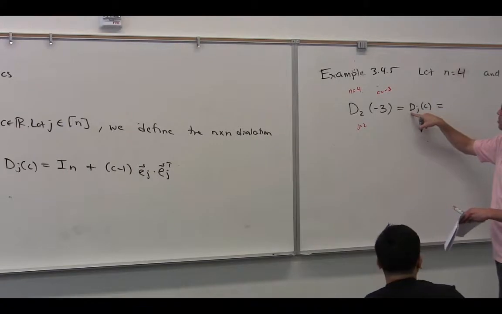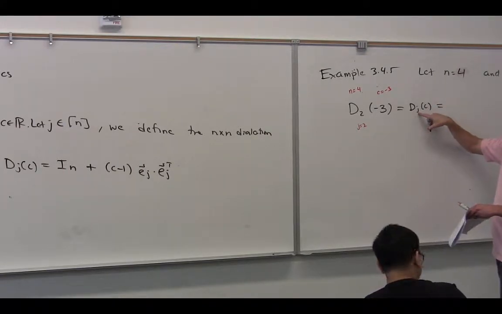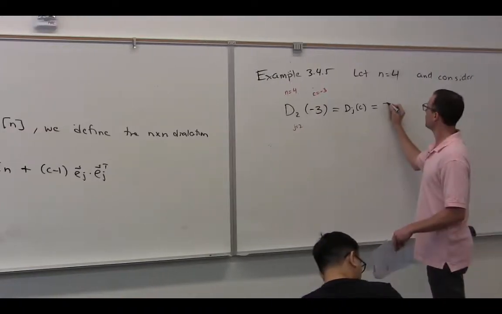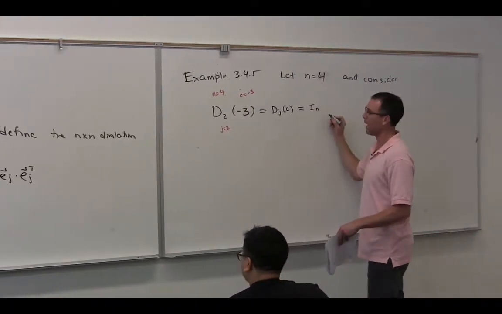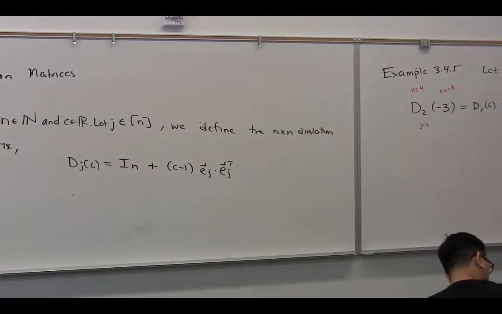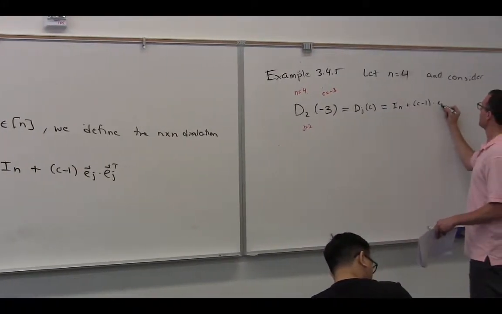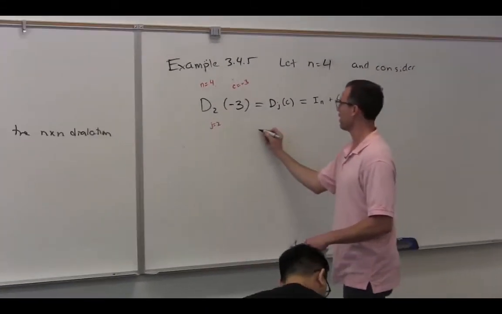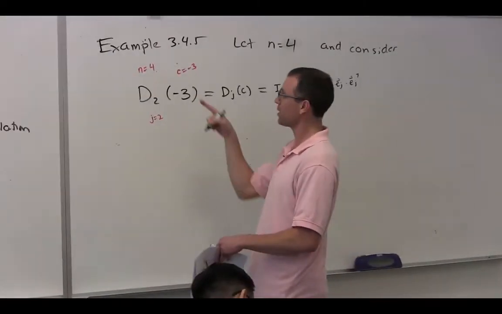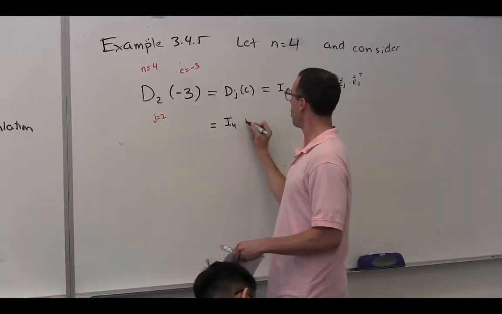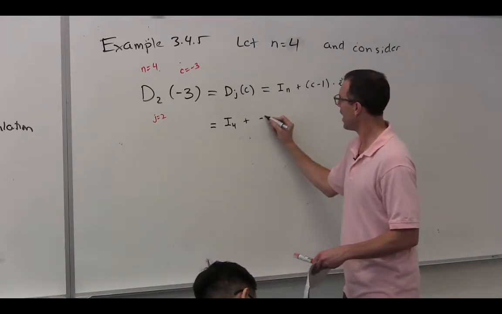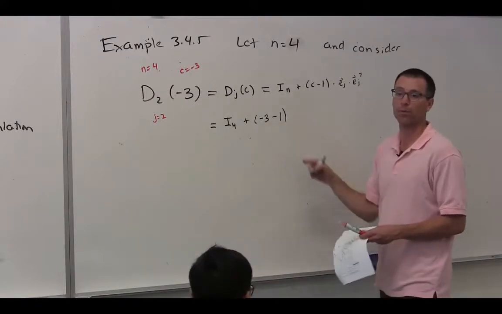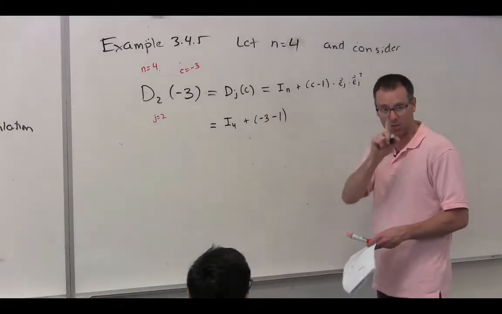Okay, let's go ahead and write the specific notation, or the general notation. So this is the dilation matrix whose jth diagonal entry is C. That's one way to say that. What is the definition of that? I sub n plus C minus 1 times E_j E_j transpose. Okay, let's go ahead and fill all that in. What is I sub n in this case? I sub 4 plus -3 minus 1, and don't you dare actually write -3 minus 1 as a number. Just leave it like that, and you'll see why I do that in a second.